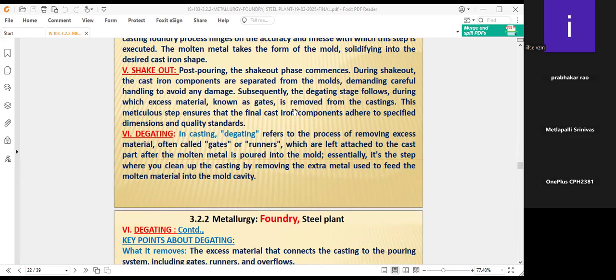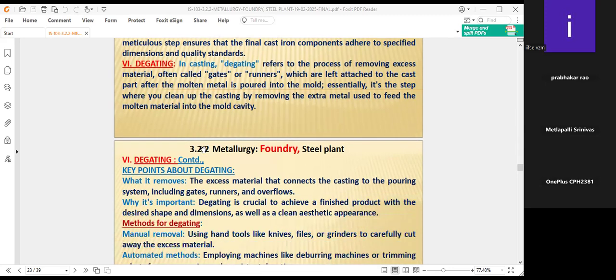Because while hammering and shaking in the various processes, the mold shape should not be disturbed. Otherwise the final product will be damaged and the aesthetic look will not come to the final product. That's why the shakeout is very important. Some gates, some additional excess materials, are kept in the cast mold itself. That should be removed. How is it removed?